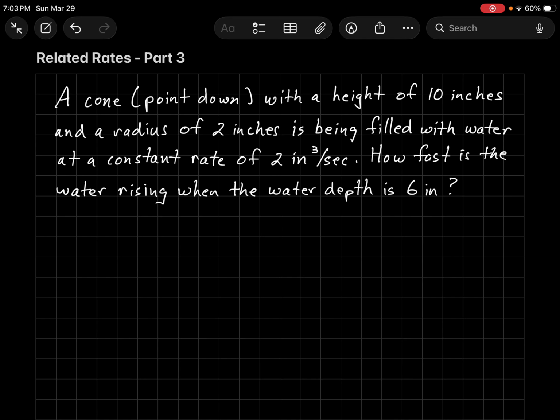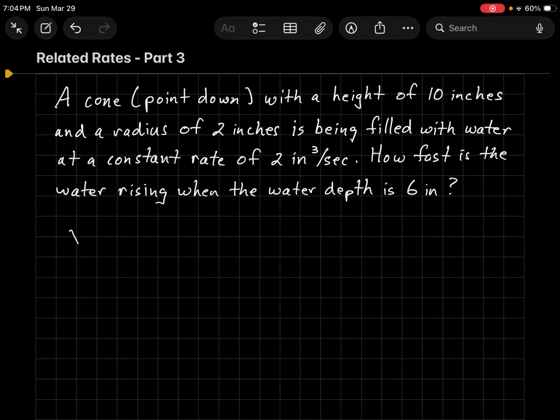So we have a cone, point down, that has a height of 10 inches and a radius of 2 inches. That's the cone itself. And it's being filled with water at a constant rate of 2 inches cubed per second. How fast is the water rising when the water depth is 6 inches?